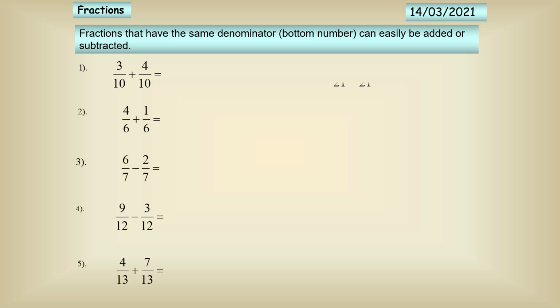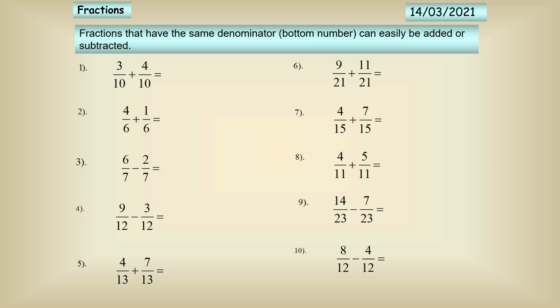Let's have a look at these couple of questions, which I want you to do in your book in a second. We'll do the first one together. We've got 3 out of 10 plus 4 out of 10. Same denominator, so we can add them. It gives me 7 out of 10. Okay, so what I want you to do is write classwork. Copy and complete all 10. Once you've done that, hit play, and we'll go through the answers.